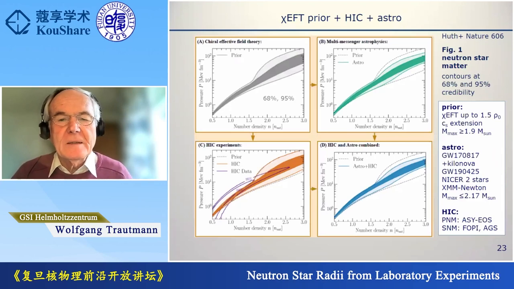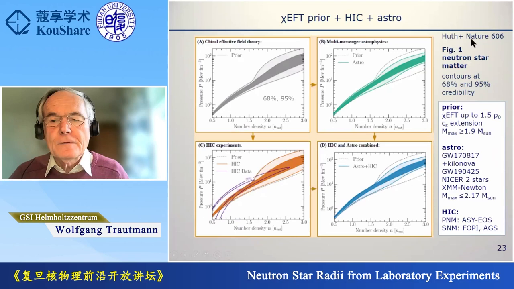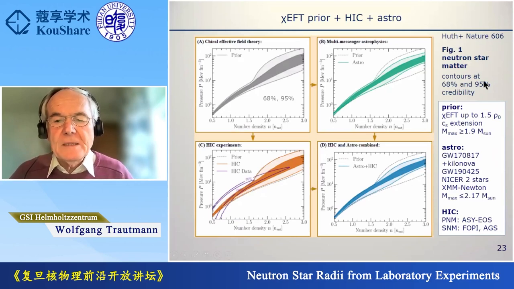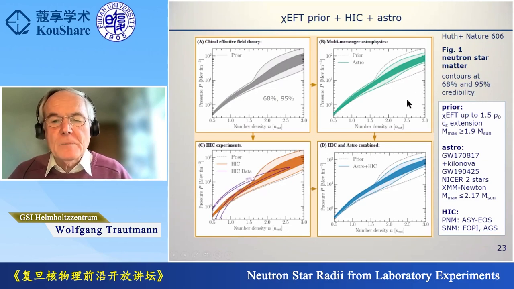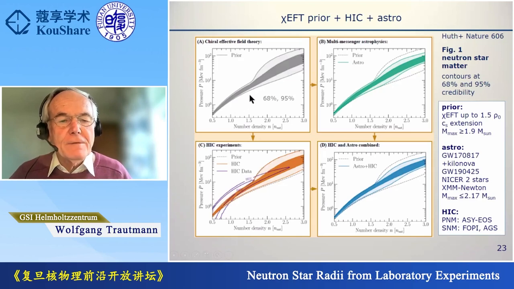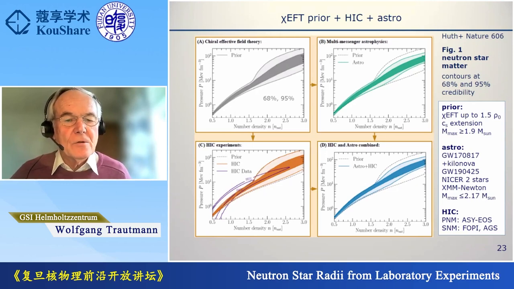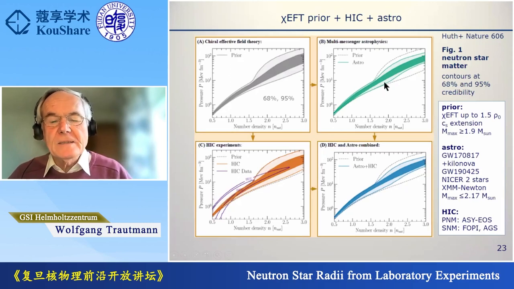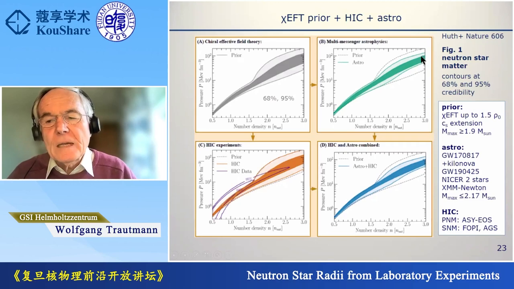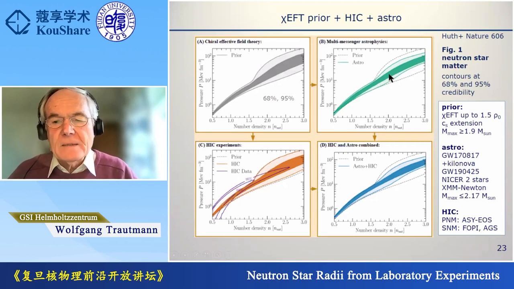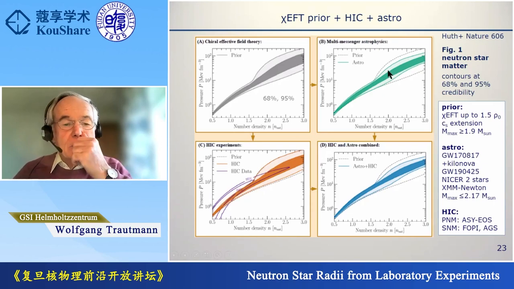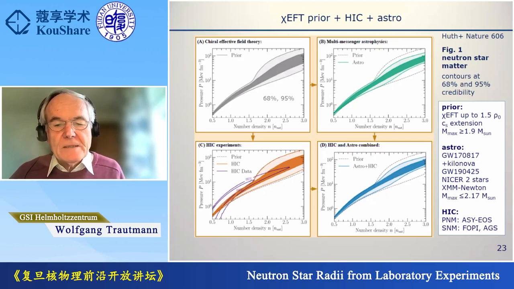And now this is what the equation of state looks like. That is figure one of this paper. For neutron star matter, we see the contours at 68 and 95% credibility. And here is the prior. We see the strong effect of using chiral effective field theory up to 1.5 saturation density. Then the extension with the speed of sound leads to a broader distribution in the prior, which is then strongly constrained by astrophysical information. We have seen earlier that, say at density two and above, astrophysics information provides strong constraints. And then using the heavy ion result, the final distribution of pressure versus density was obtained.